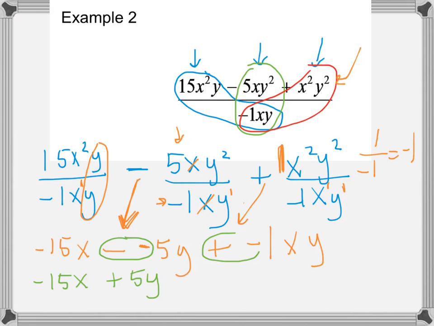And this combination of adding a -1, we can just think of as subtracting. And we do not have to put that 1 there because 1 times xy is just xy. Okay? And you'll notice that there are no like terms here. This term has an x, this term has a y, and this term has an xy. So that is as far as you can go with this problem.